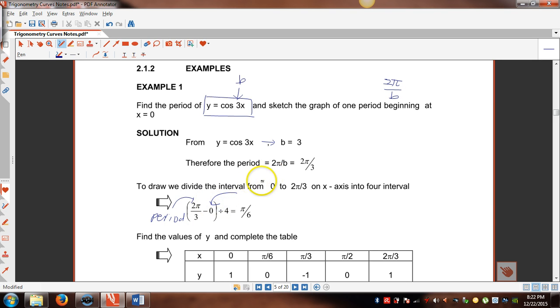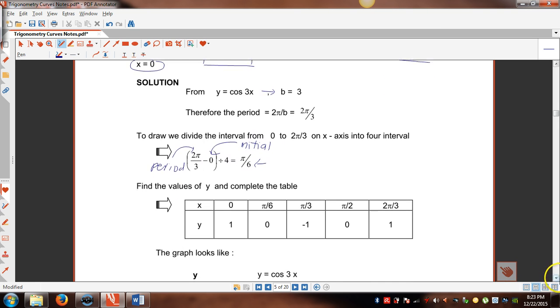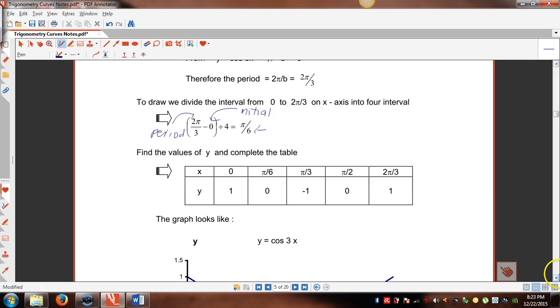0 is your initial point. For this particular example, we don't have any shift at the beginning, so the initial point is 0. Then divide by 4, and we get pi over 6. So pi over 6. Then we can get the value of y. This is your x: 0, pi over 6. Obviously this is in radians.